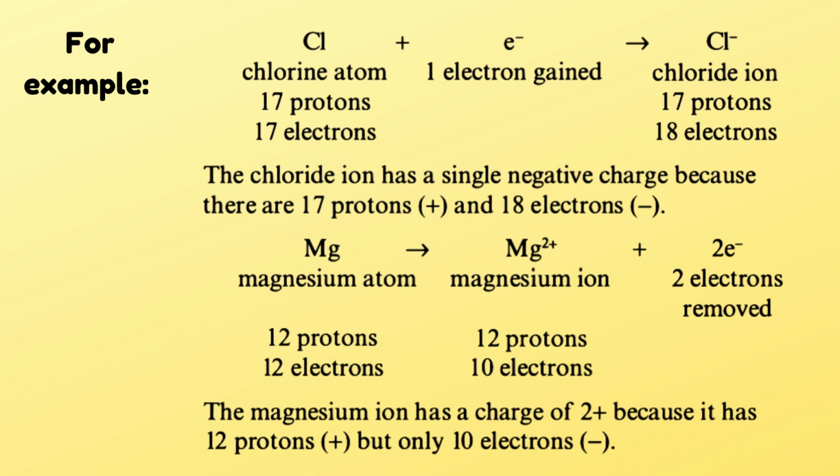Magnesium atom, 12 protons, 12 electrons. It loses 2 electrons and forms magnesium ion. Mg becomes Mg2+. That means 2 electrons are lost. So 2 positive charges will be more than electrons. So that's why 12 protons, 10 electrons. So it gains 2 positive charge. Mg becomes Mg2+ ion. Now it's an ion. It's a positively charged ion.